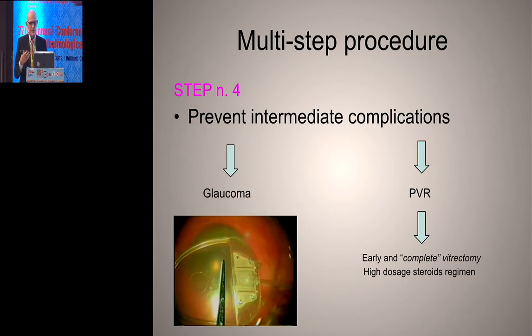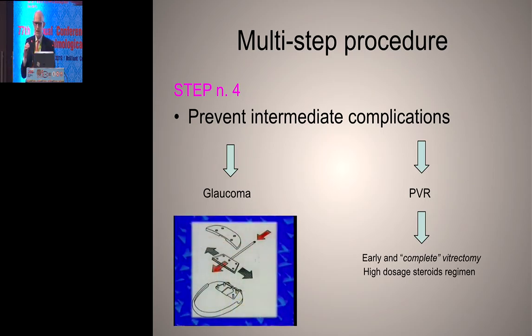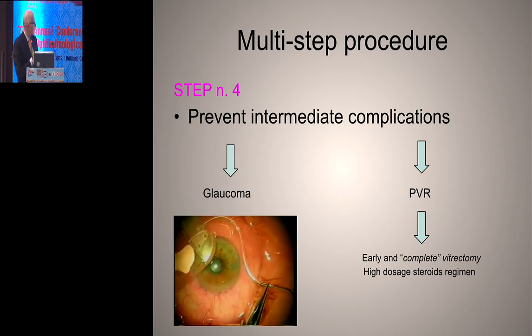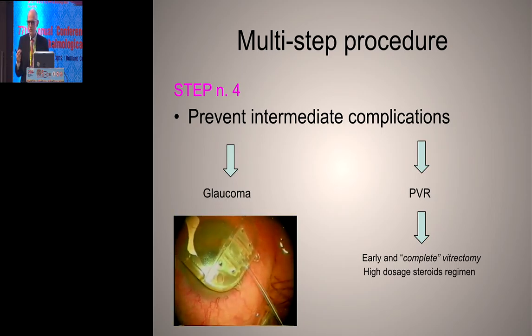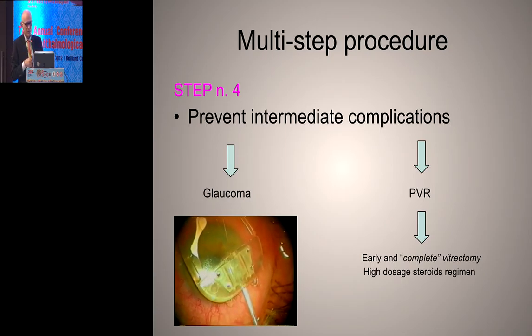And the fourth step, I would say, is that of preventing intermediate complications, those complications which develop a few weeks after the trauma itself, and this is generally associated with either glaucoma, and I've shown you the valve I've been using for over 20 years to tackle refractory glaucoma, and PVR. Now, there's no magic bullet for PVR, but I believe if we have early and complete vitrectomy and a high dosage of steroids, we can probably tilt the scale in our favor.